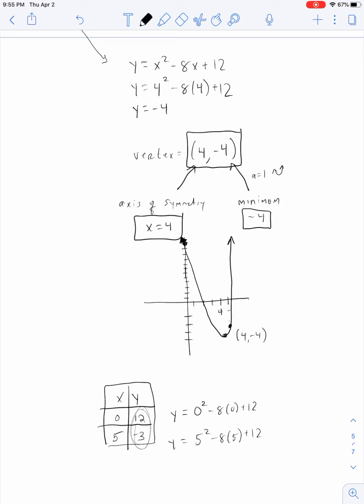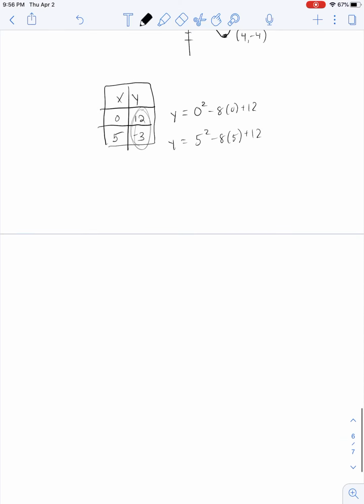What happens if these numbers don't fall in your graph? Well, then just pick a different x value. Pick a different x value. So it should be nice and easy. Let's take a look at another example.